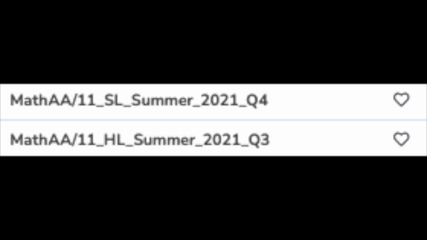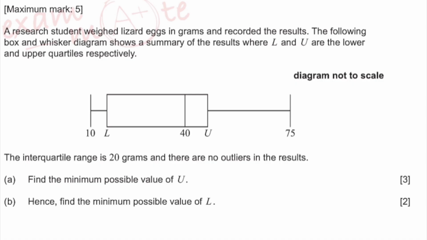So first, this question was on both the SL and HL tests in 2021, in the summer IB tests. It was question 4 on the SL and question 3 on the HL. So let's start. I'll give you a few minutes to read the question.